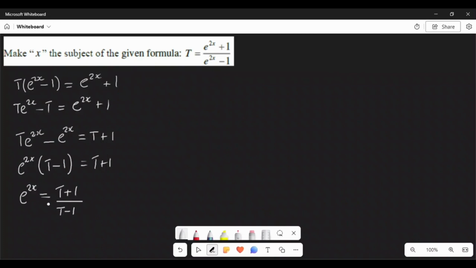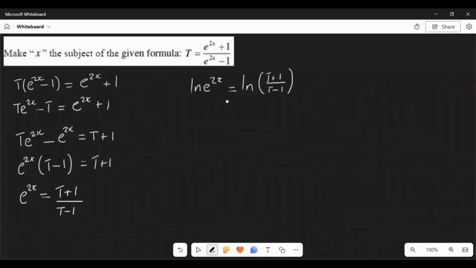So from here, guys, it's time for us to introduce the natural log. The best way here is to just introduce the natural log. So when you introduce the natural log, you have to introduce it for both sides. There is a rule, let me just write it here very quickly, that goes like this. When you have natural log, let's say x to the power of 2 is the same as 2 natural log x. This exponent comes to the front. Do not forget that.